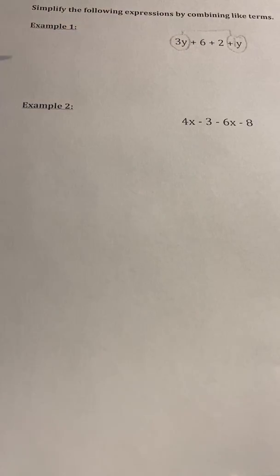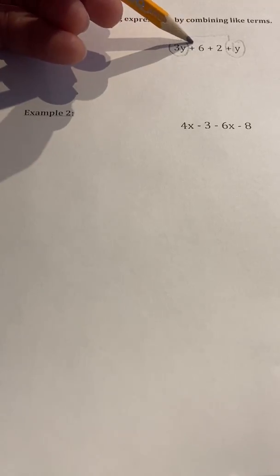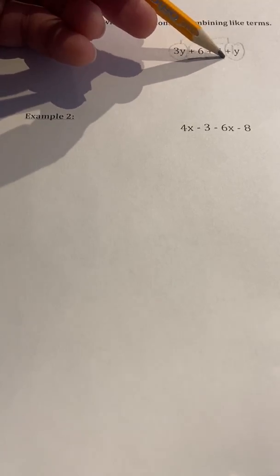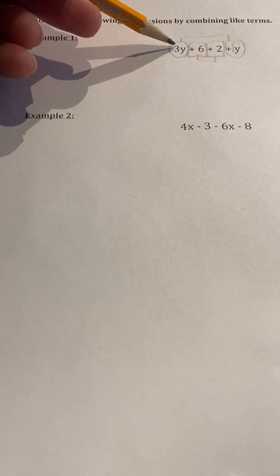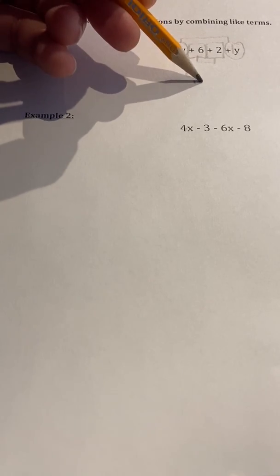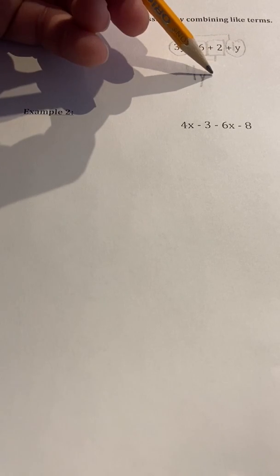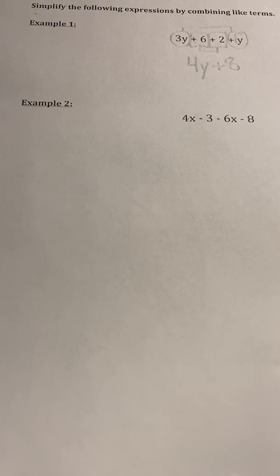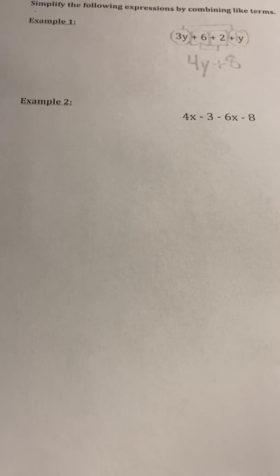Now make sure you always circle that sign that goes with the number. Now I'm going to put squares around the other terms that go together. I have a plus 6 and a plus 2. All right, so when I combine 3y and plus 1y, I get 4y. Plus 6 and plus 2 gives me plus 8. So my simplified expression is 4y plus 8.